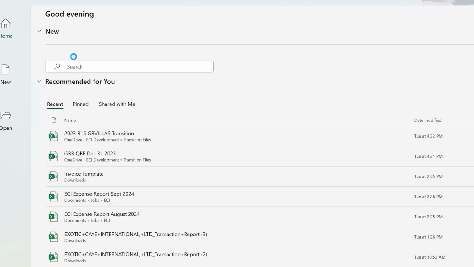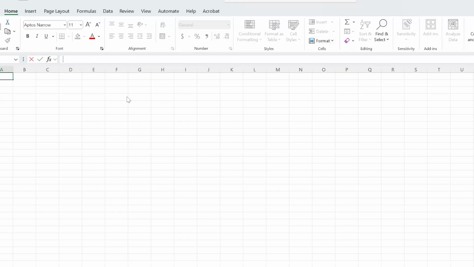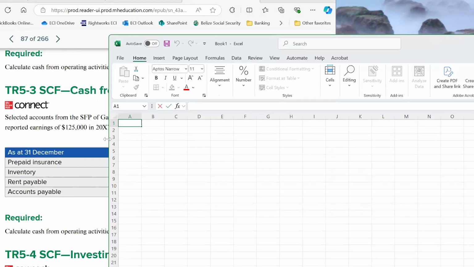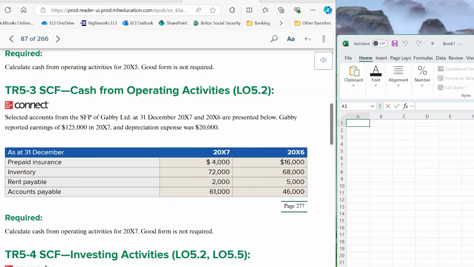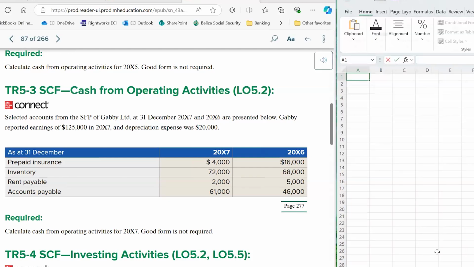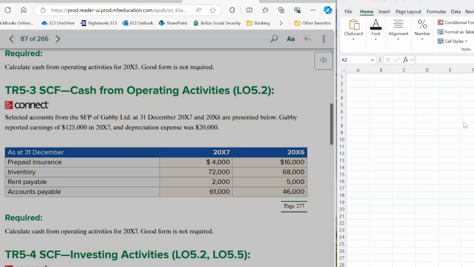And we're going to go through and do this problem just to give you an idea of how the cash flow statement works and talk about some of the stuff I would go through in class, just because this, again, is one of the topics I think that students struggle the most with in this course. Okay, so it says calculate cash from operating activities from 2000X7. Good form is not required.